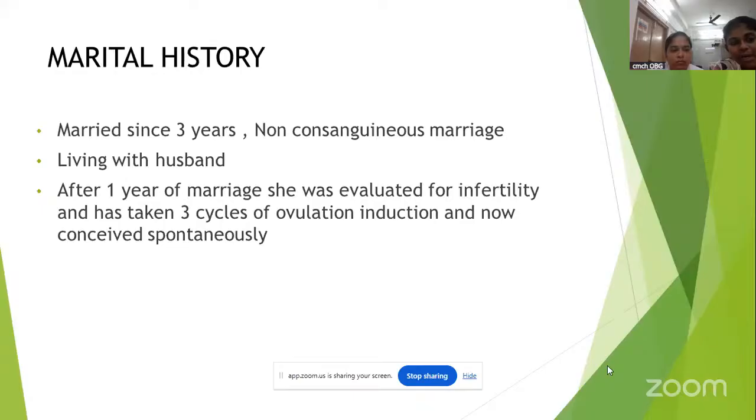Marital history. Married since 3 years. Non-consanguineous marriage. Living with husband. After 1 year of marriage, she was evaluated for infertility and has taken 3 cycles of ovulation induction and now conceived spontaneously.